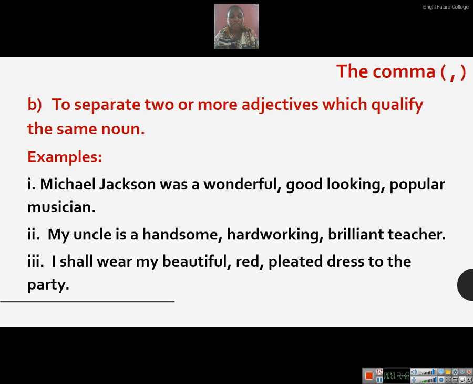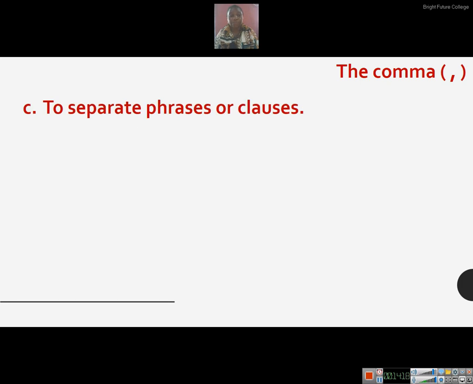Then we also have the third example I have here. I shall wear my beautiful red pleated dress to the party. Beautiful, red, and pleated are all adjectives. So you use comma to separate them. So the comma is used to separate two or more adjectives which qualify the same noun. Remember, when you are using more than one adjective, use the comma to separate them to qualify the same noun.